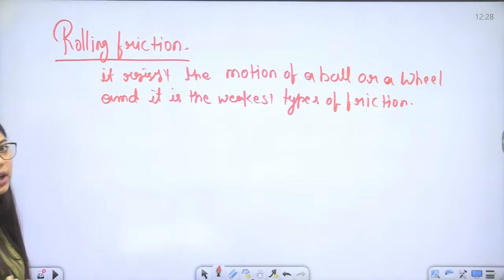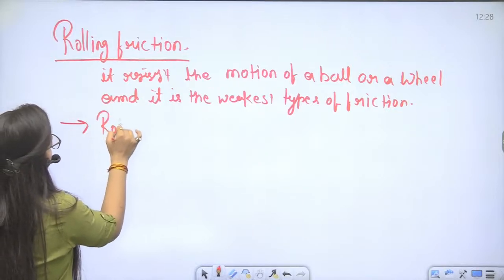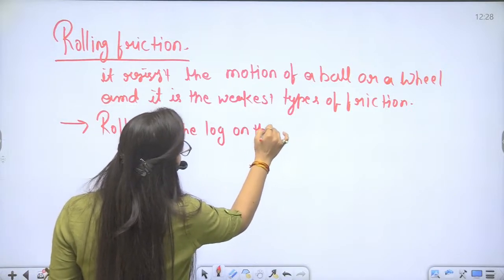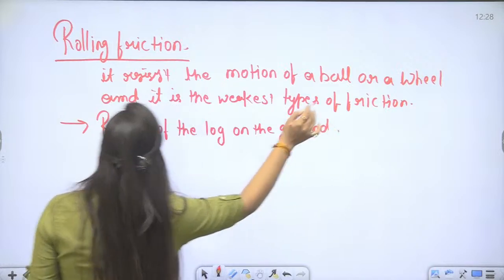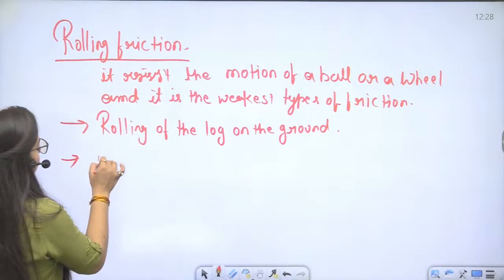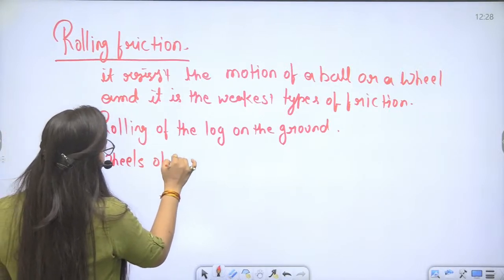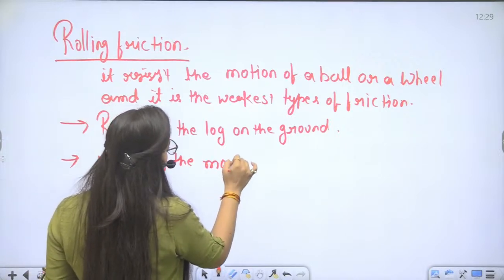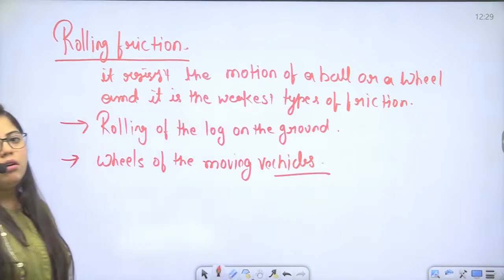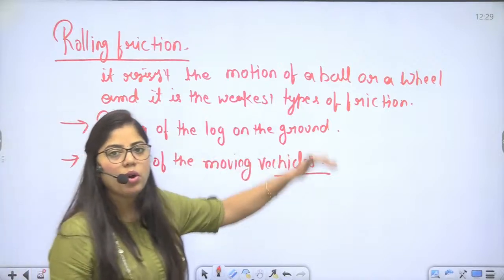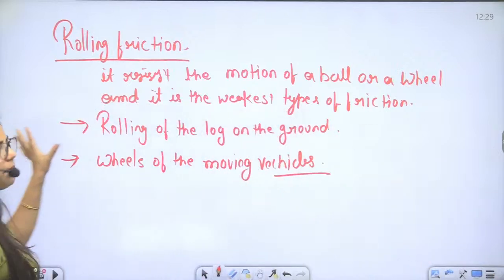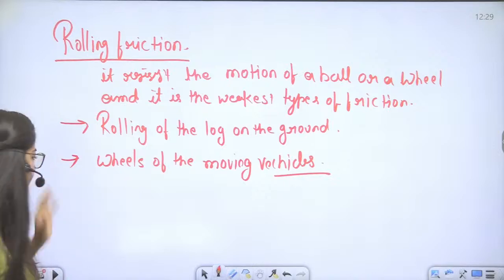Rolling of the log on the ground. Next point is wheels of the moving vehicles. Right? Also some stone rolling down towards the ground. Right? All these are the examples of rolling friction. Clear?